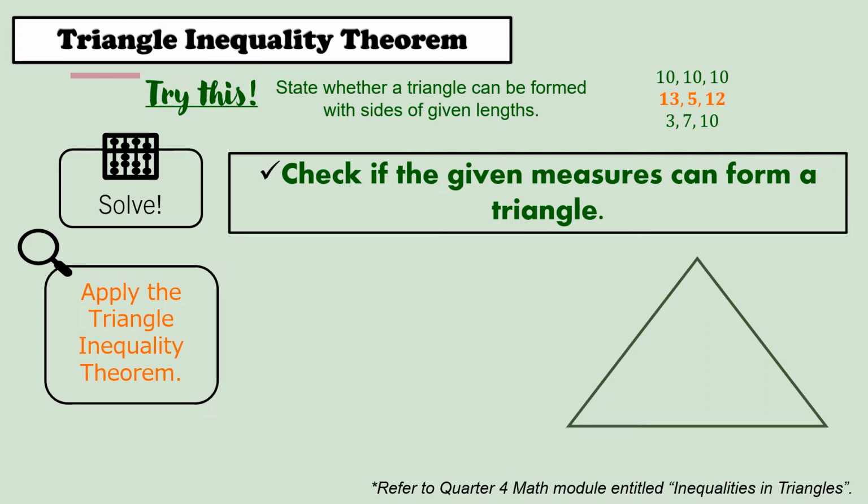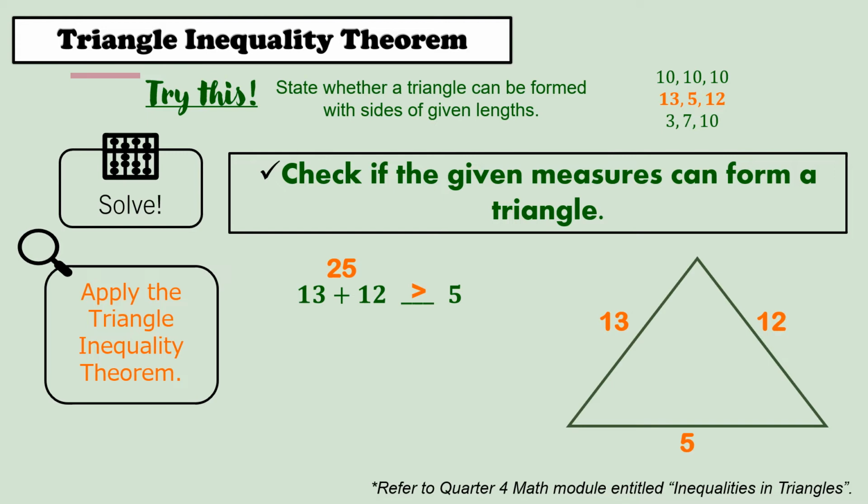Let us check if the measures 13 units, 5 units, and 12 units can form a triangle. Let us make our first comparison by adding 13 and 12 and comparing the sum to 5. We know that the sum of 13 and 12, which is 25, is greater than 5. Thus, we can say that this comparison satisfies the triangle inequality theorem. However, let us check other pairings.